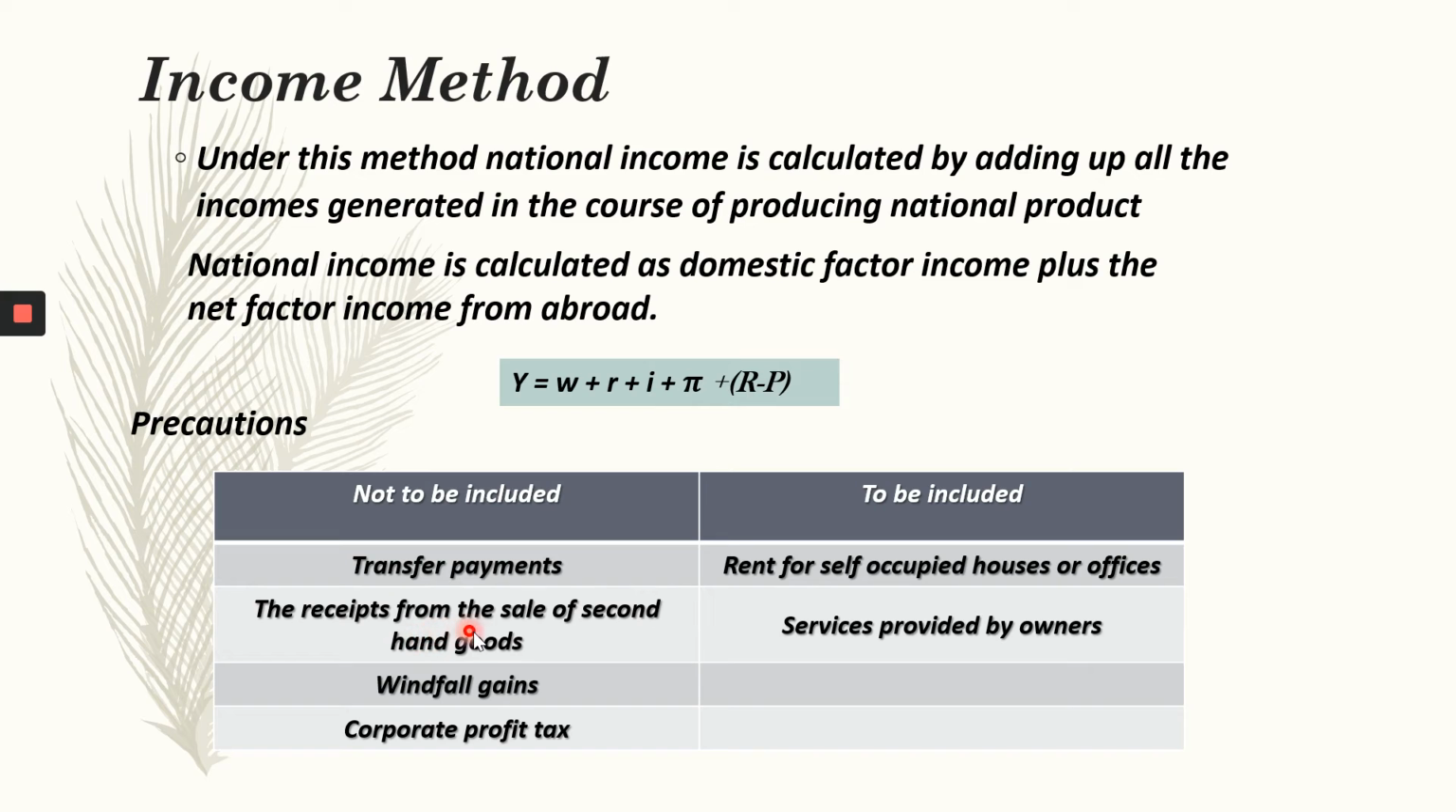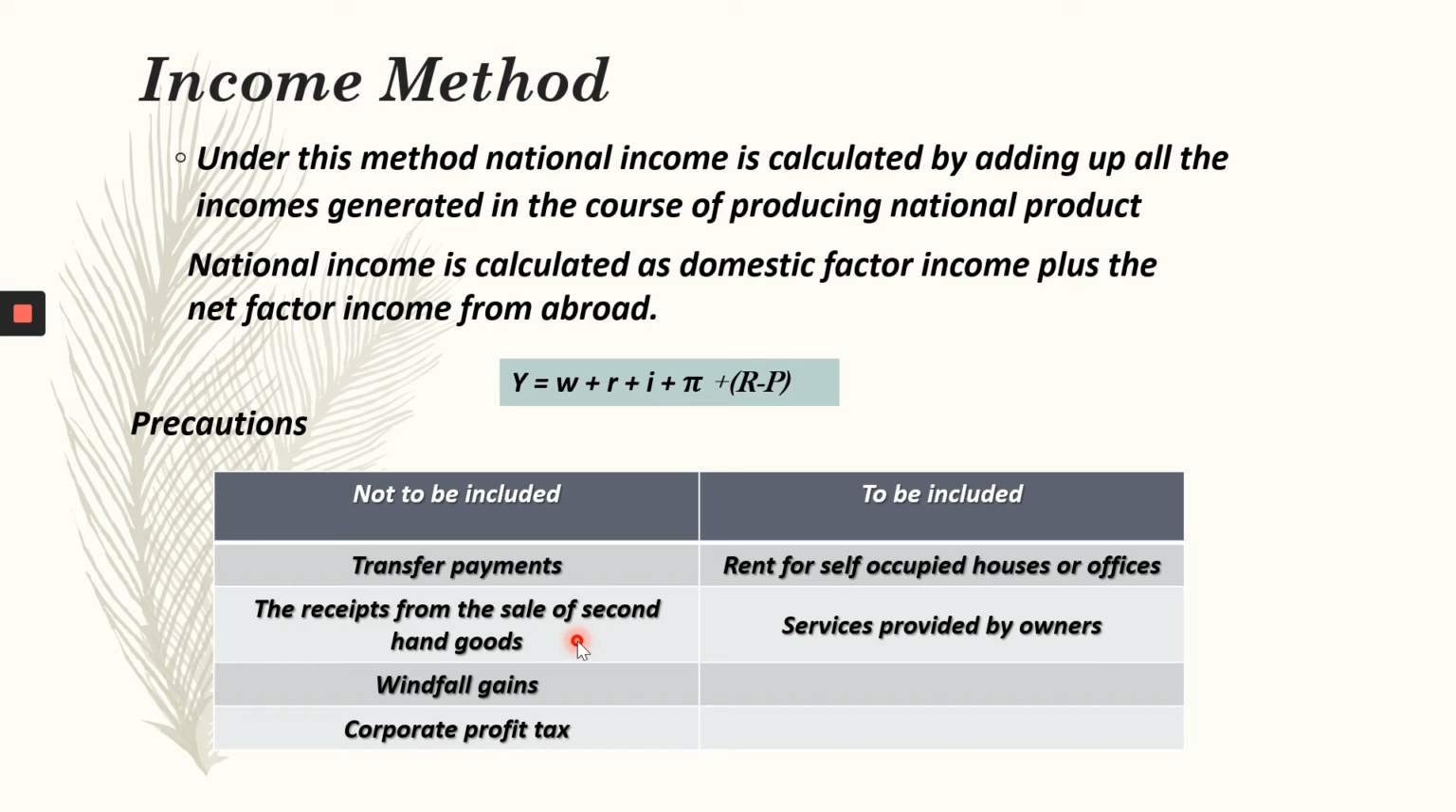Second one, the receipts from the sale of second-hand goods. Already we have seen this several times. What do you mean by that? Initially itself, the product has got a value. When you sell it again, when there is a second-hand sale, again an income is generated. This income must not be included in the national income. Only once it can be counted.